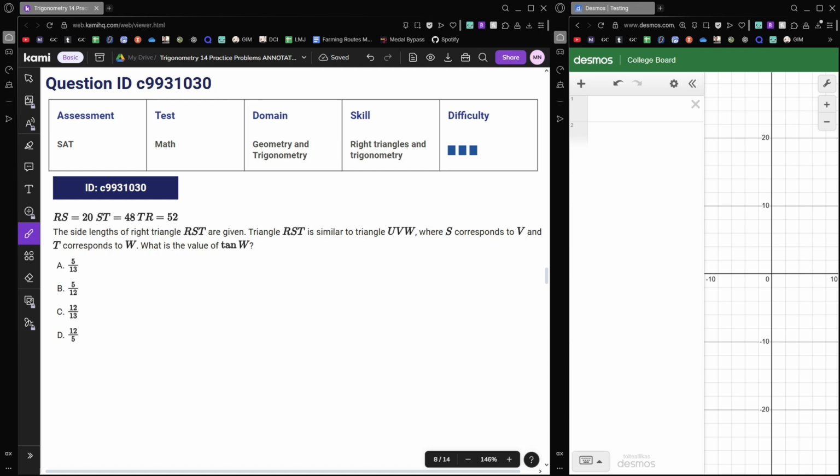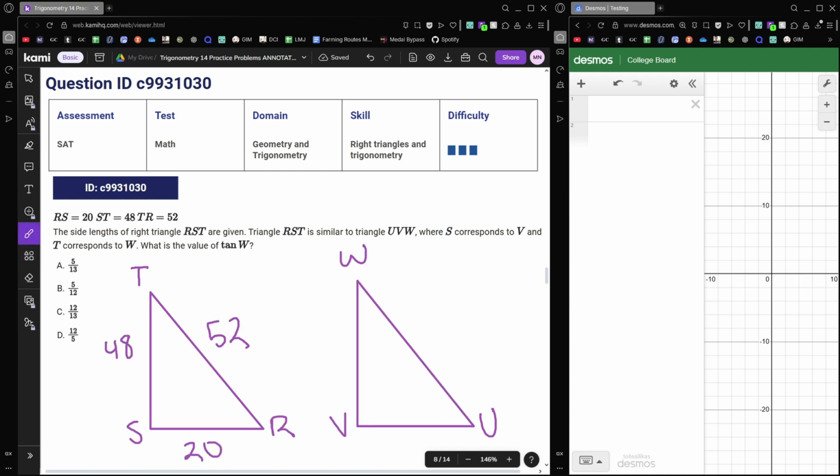Question number 8. The side lengths of right triangle RST are given. RS is equal to 20, ST is equal to 48, and TR is equal to 52. Triangle RST is similar to triangle UVW, where S corresponds to V and T corresponds to W. Okay, so this is literally the exact same problem as the question before, except the numbers are smaller.